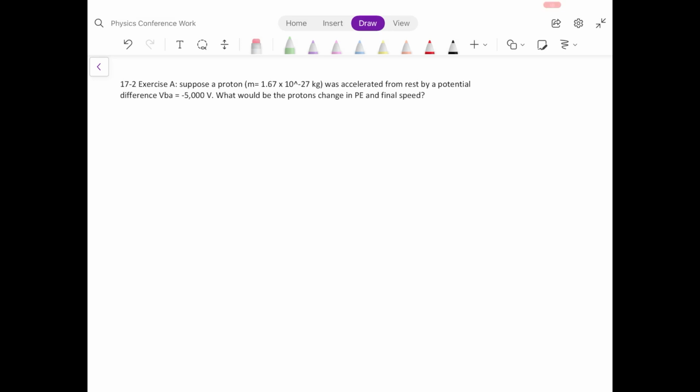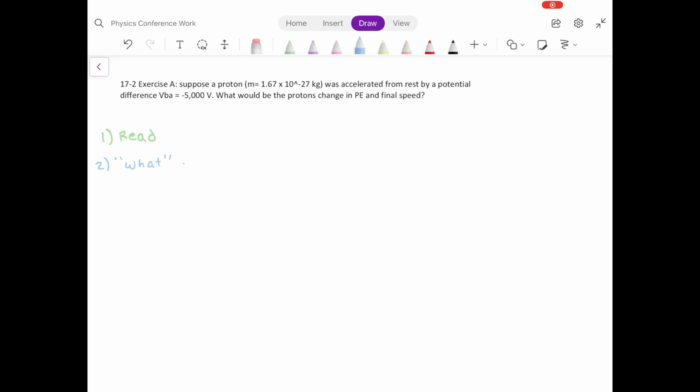Today we will be answering exercise A from chapter 17 of the Giancoli textbook. So the first step we do is read the problem. The problem is asking us, suppose a proton (m = 1.67 × 10^-27 kilograms) was accelerated from rest by a potential difference V_BA equals negative 5,000 volts. What would be the proton's change in potential energy and final speed?